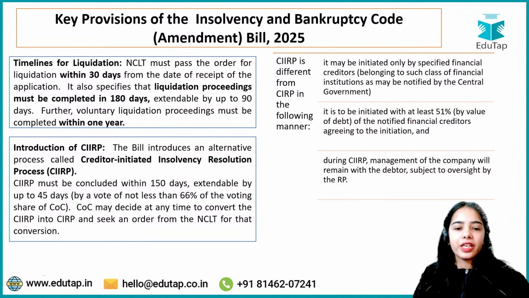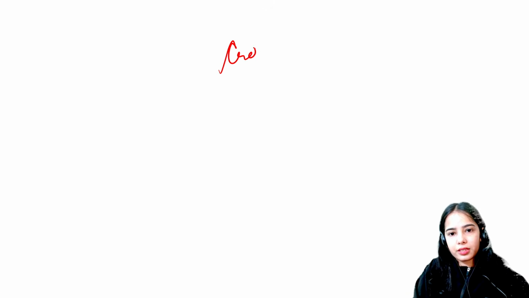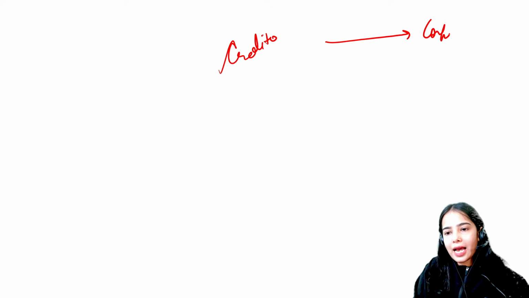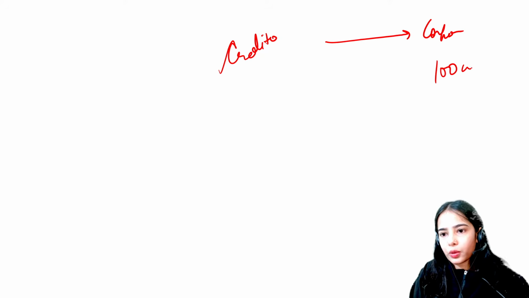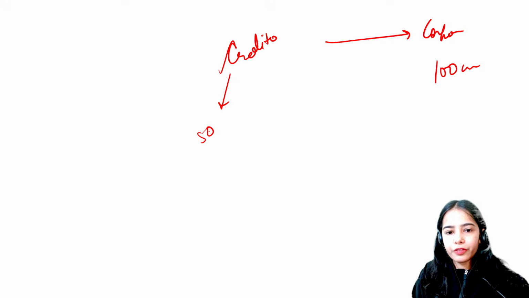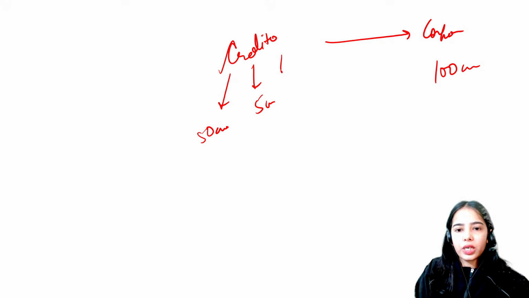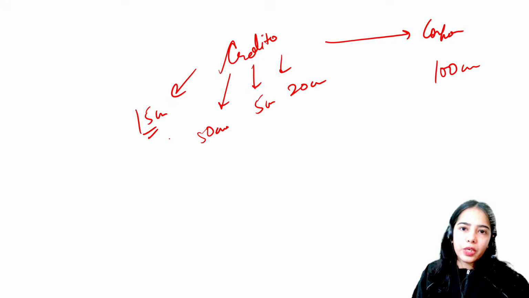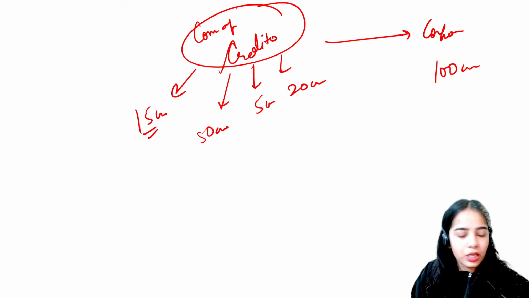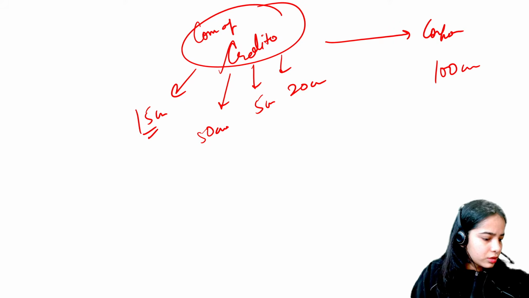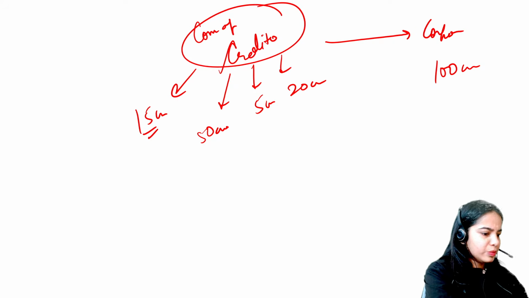Any confusion? And whenever we say by value or voting share, you can understand it like this: let's say this corporate has taken a loan of 100 crores. From one creditor 50 crore, another creditor 5 crore, another creditor 20 crore, and another creditor 15 crore. In the committee of creditors, will the voting share be equal?